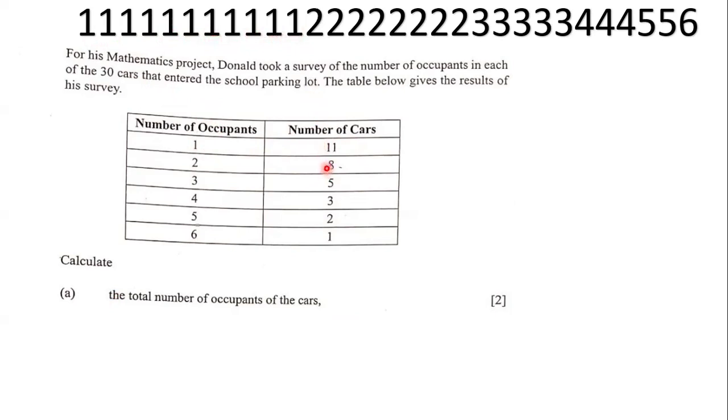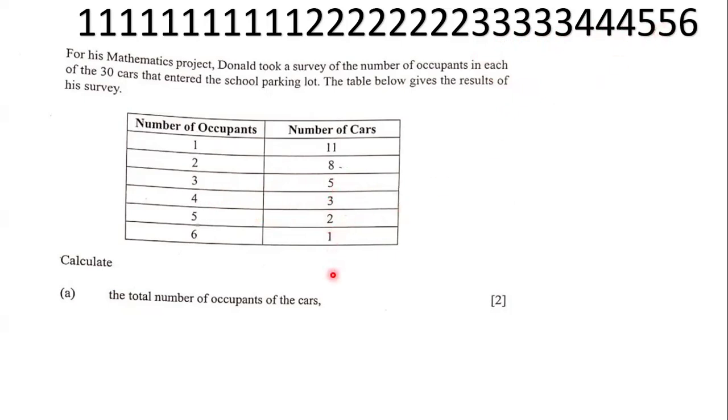Notice that we have 2 8 times. So this is 1, 2, 3, 4, 5, 6, 7, 8. Notice that we have 3 5 times. So this is 1, 2, 3, 4, 5. And notice that we have 4 3 times. This is 1, 2, 3. Notice that we have 5 twice, 1, 2, and then we have 6 once.